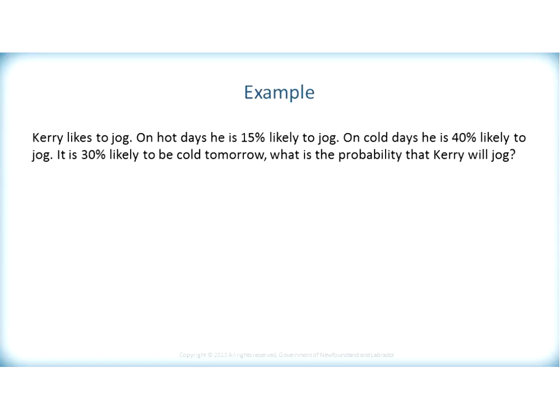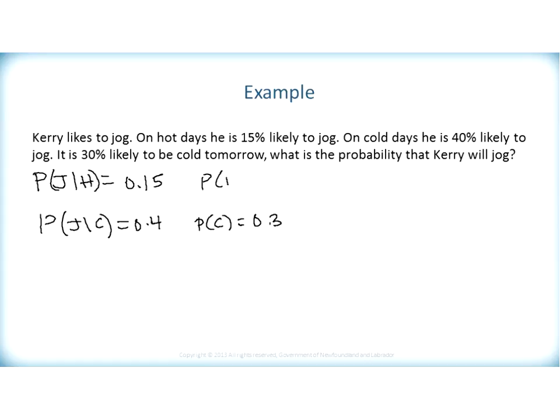So the probability that Curie will jog, given that it's hot tomorrow, is equal to 0.15. The probability that Curie will jog, given that it's cold, is 0.4, or 40%. There is a chance that it will be cold tomorrow. It's a 30% chance. And the probability that it will be hot is equal to 0.7.